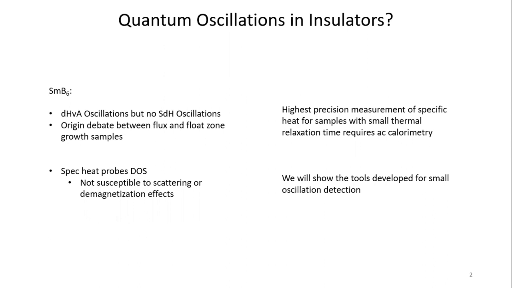We wanted to measure the high field specific heat, as that's a direct probe of the density of states that is not susceptible to scattering effects or demagnetization effects. To get the highest precision measurement of specific heat for these samples, which have extremely small thermal relaxation time constants, one needs to use AC calorimetry, a notoriously challenging measurement, especially in high fields. So what we're going to show is the tools developed using AC calorimetry for small oscillation detection.